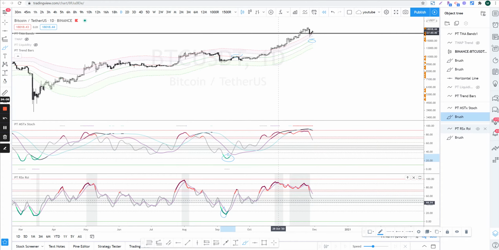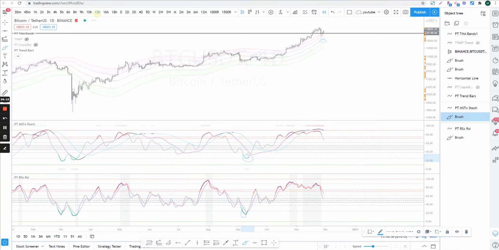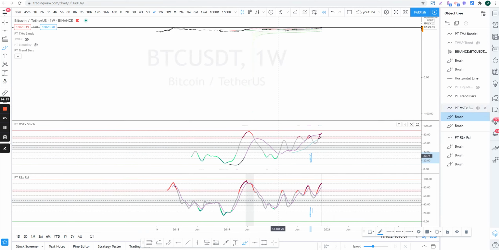So now what I want you to do is just wait. If you're swing trading, wait for your daily or for your 12 hour to create a dark green on the RSX again and get your curl on your MSTX. You get that combo, you long it. Now if you happen to get it on a weekly perspective, dude, long it and don't look back. Or just long the retest and don't look back, right?